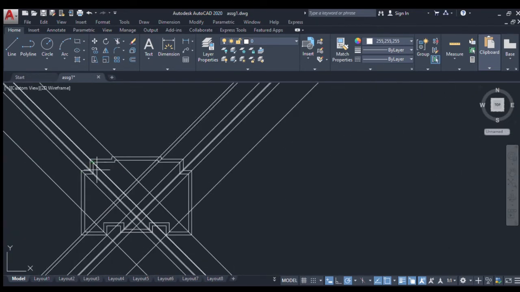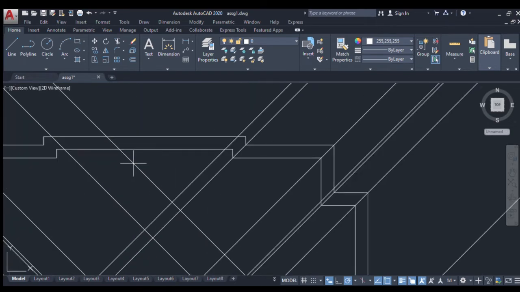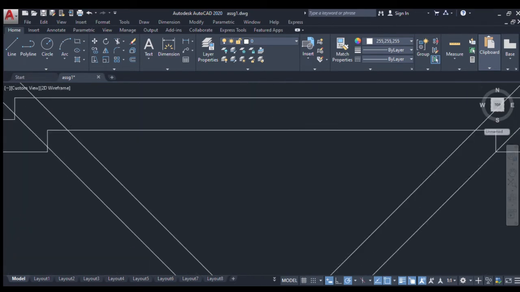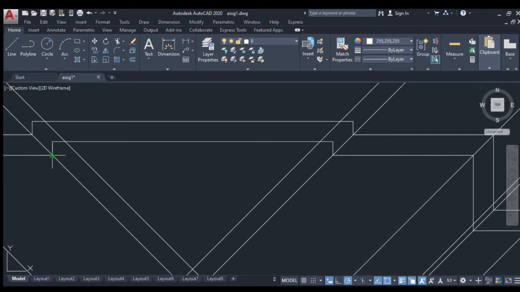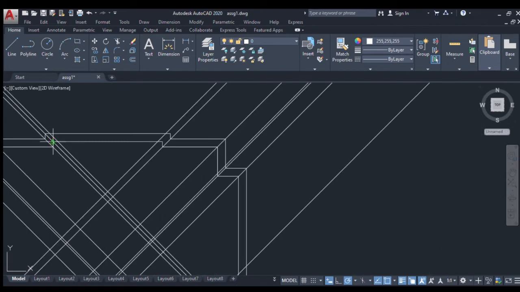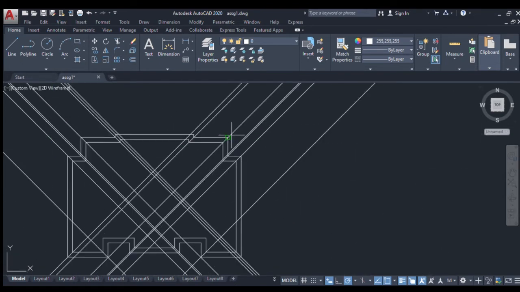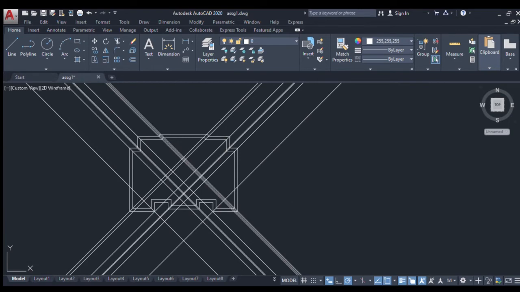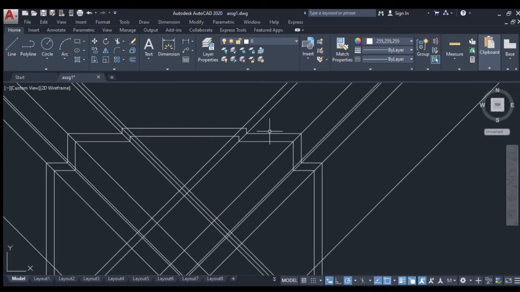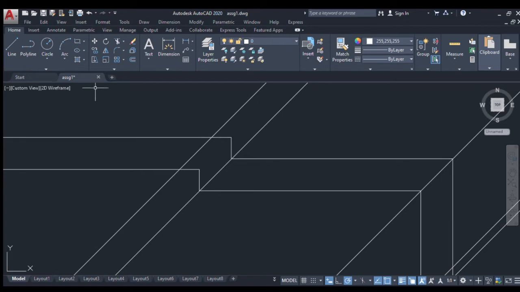Okay, there's one coming from here, so I'm going to copy. Select this, I copy, and select the base point. So there should be one coming in this manner. Then there's this one too coming in this manner. This one too should be here too.